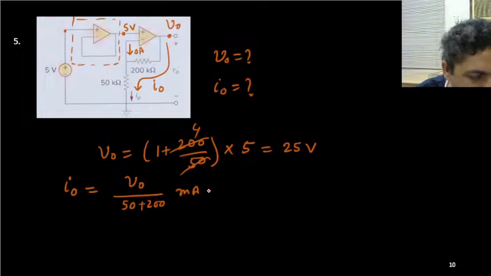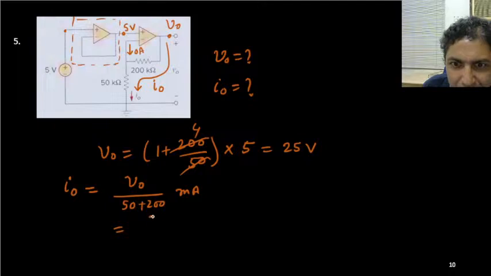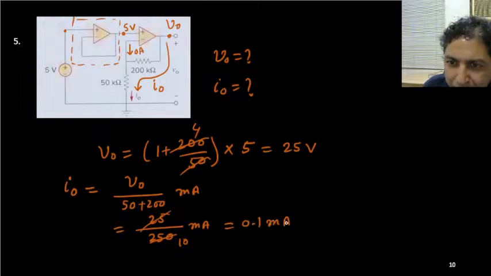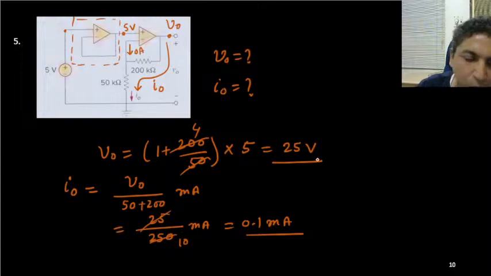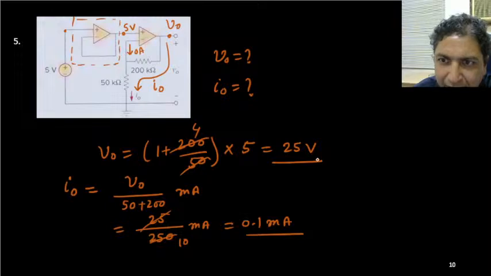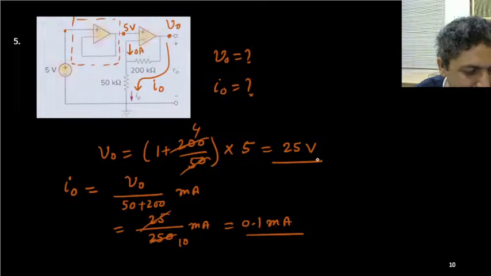So what is this? It is 25 over 250 K, which is 1 by 10, meaning exactly 0.1 milliampere. So these are the two results. It's not that difficult: 25 volt output voltage and 0.1 milliampere. Yes, absolutely, this is a very easy problem.